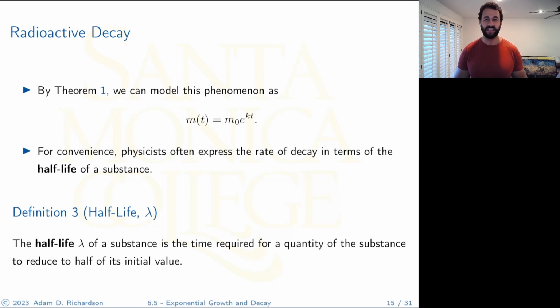Because some of these things decay very, very slowly, I should say, physicists often like to express the rate of decay in terms of the half-life of a substance. And what is the half-life? So if you've ever seen this symbol, lambda, before used in that context, the half-life of a substance is just the time required for a quantity of that substance to reduce to half of its initial value. So in other words, how many years does it take for an amount of this substance to decay to half of what it started with? That's the half-life, lambda.